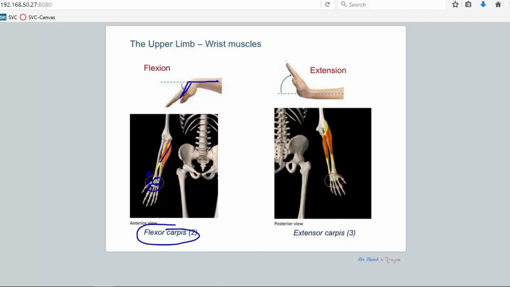These are the extensor carpi, and there are three of them. And again, these cross over the wrist joint. Now this is a posterior view, so they cross over the back side of the wrist. So these result in wrist extension.